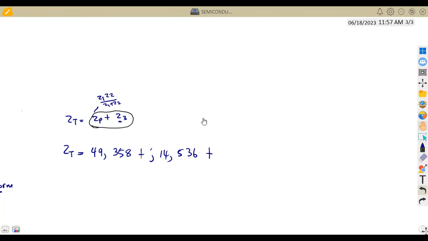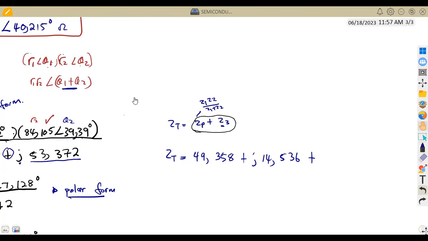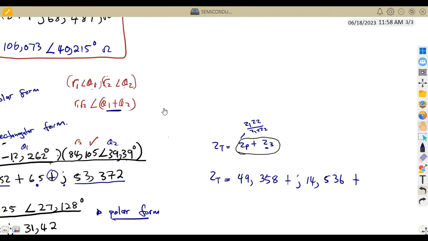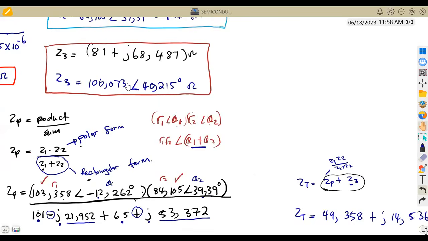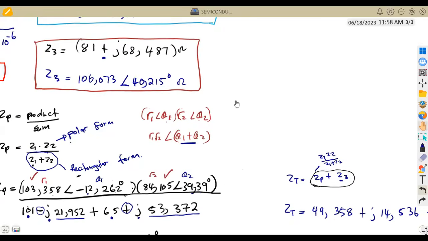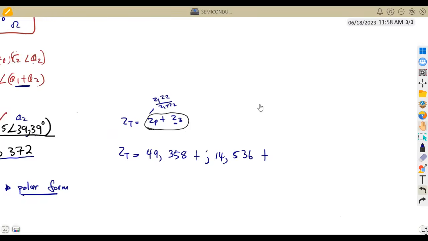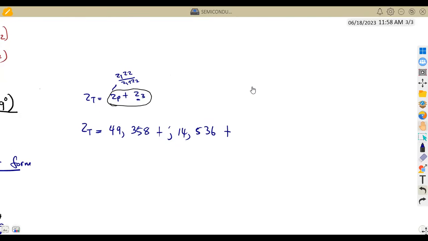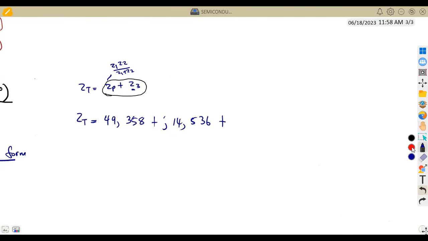So if we check our Z3, we also have our Z3 in two formats. We expressed our Z3 both in rectangular and polar form. This is our Z3 here. So we are going to take this one in rectangular form, which is 81 plus 68, so this is the one that we are going to use. All right. So meaning to say, we are going to add our Z3. Remember your Z3 is 81 plus j68.487.